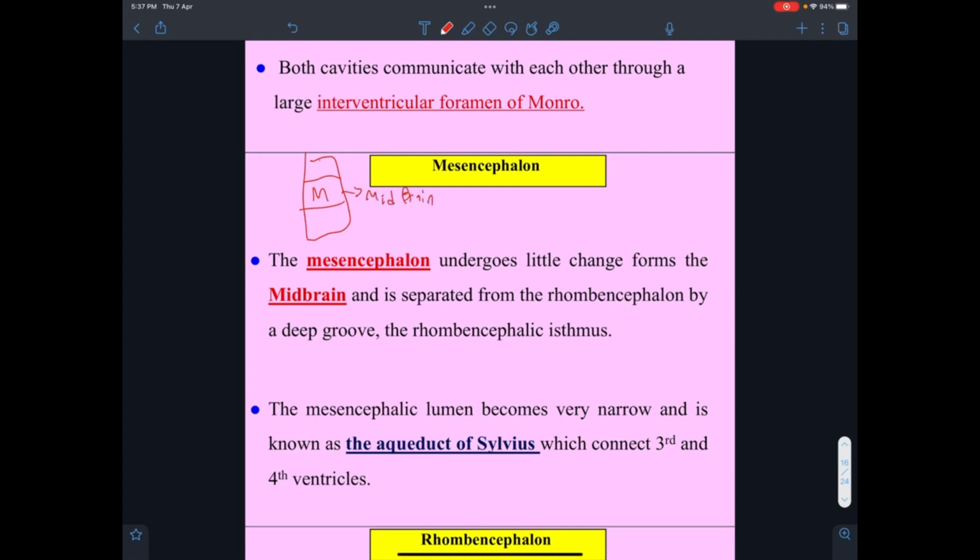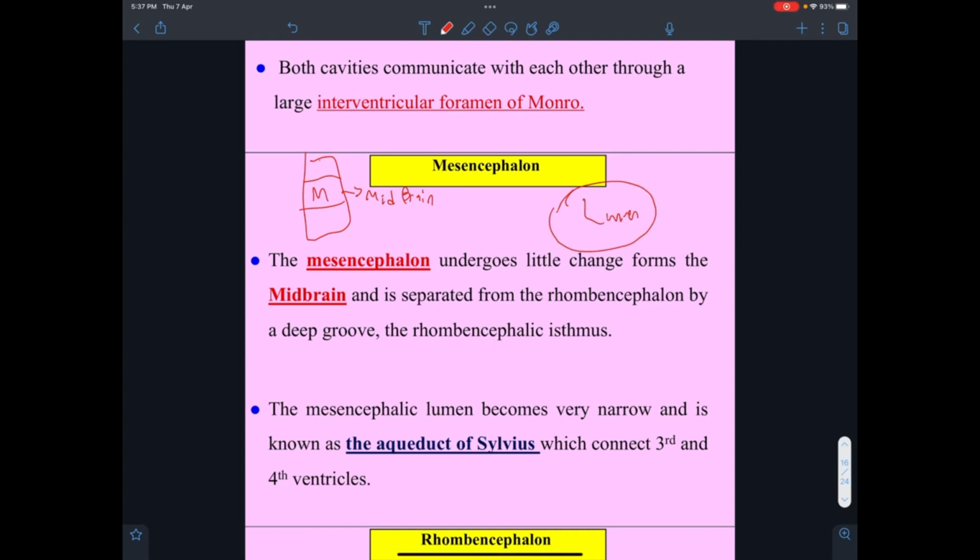And you can already imagine what the next, rhombencephalon, is going to develop next. But for now, just know the mesencephalon is going to develop into the midbrain. And the mesencephalon, like any other vesicle, is going to have a cavity. It's going to have a lumen, all right? So this is the mesencephalon, and this is its lumen, this empty space right here.